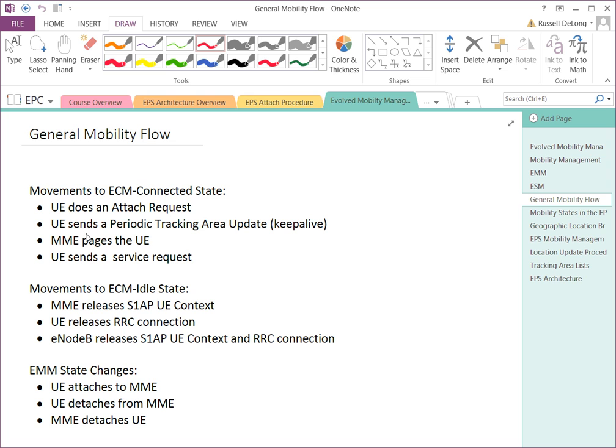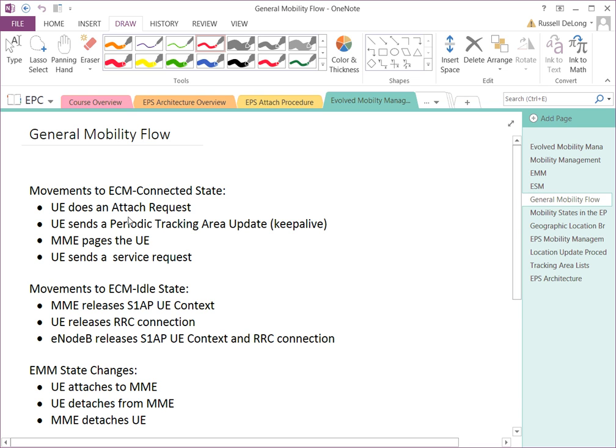That keep alive is going to be dictated to the UE in a mobility management message sent by the MME during the attach procedure. So in the attach procedure, the MME is going to say, hey, I expect an update every X number of minutes or seconds. So after that time period, the user is expected to send a keep alive periodic tracking area update, and he has to establish a connection, an RRC connection and an S1 connection, in order for the user to actually send this tracking area update and perform that procedure.